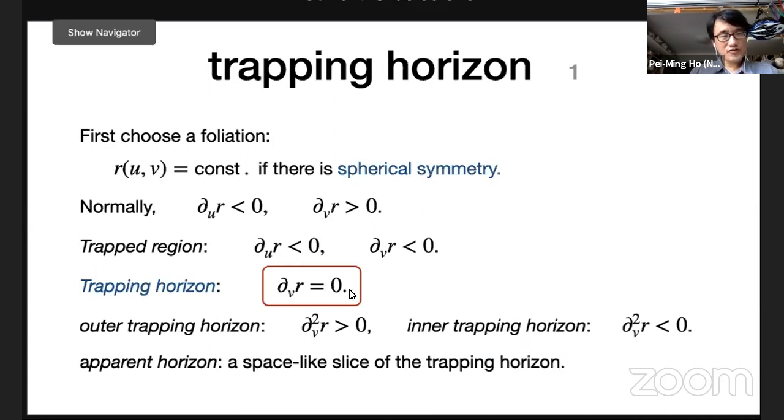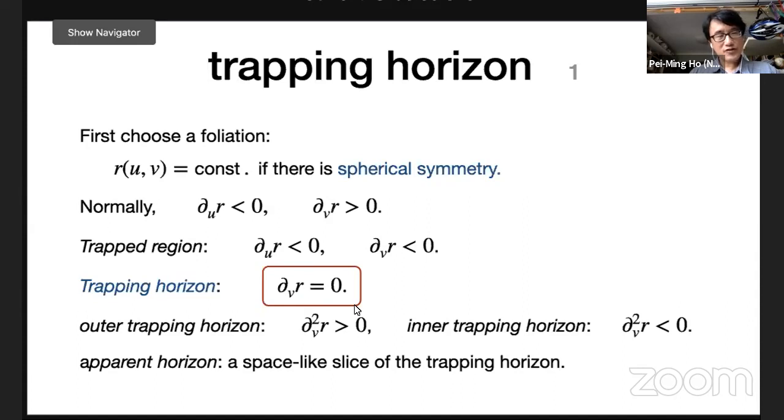And the boundary of the trapped region would be where these two equations change sign. So it would be where the v derivative of r vanishes. Now, it doesn't matter which light cone v coordinate you use, because you are talking about this derivative vanishing. But you can ask whether this is the outer trapping horizon or the inner trapping horizon.